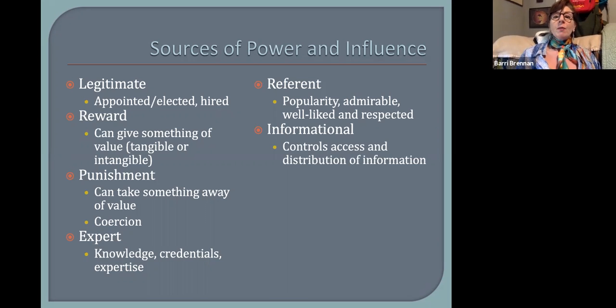Okay, informational power. Someone who has the power to control access and the distribution of information. That could be a teacher or a professor. It could also be your supervisor. It could be the company that you work for. You could think that leaders in the media have that kind of power. Even government leaders have that kind of power.